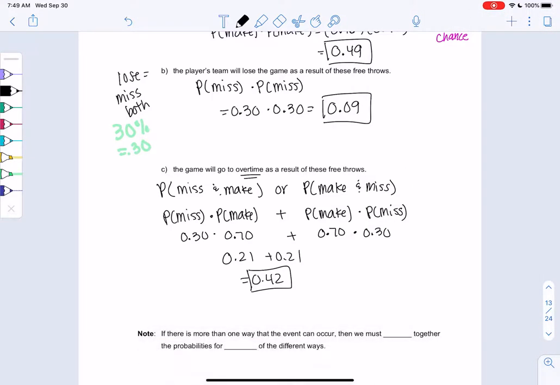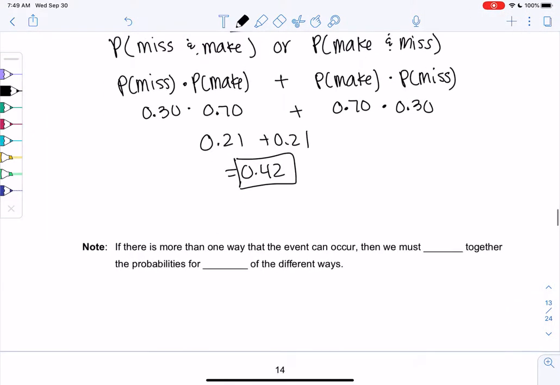So just make sure if there's more than one way something can happen, then we need to add together the probabilities for all of the different ways. When there's more than one way, you add all the different orders. And that's what we did here. So hopefully this is making sense. It just takes practice. I recommend trying not to be overly formula friendly, because sometimes we just see formulas and start plugging things in and it doesn't work. So try to think about what's going on before you start plugging into formulas.